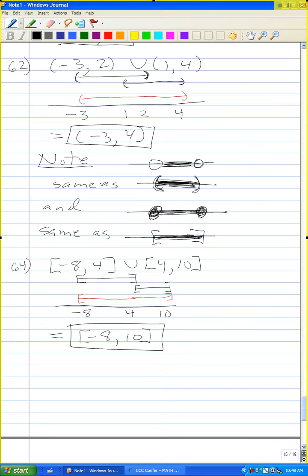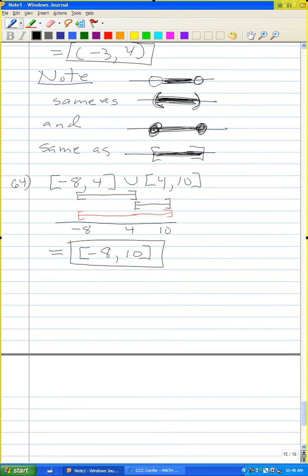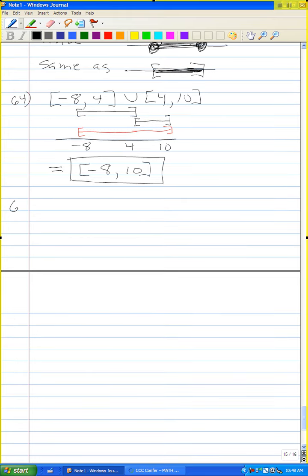Let me do problem 66. The closed interval -1, 2, union the open interval 2, 6. So I have here -1, 2, 6. So I go from -1 to +2, and from 2 to 6.